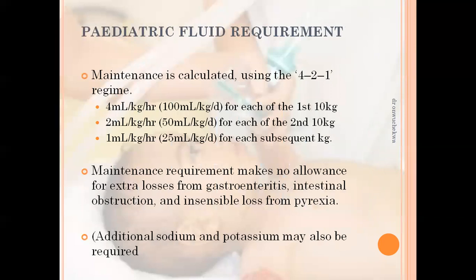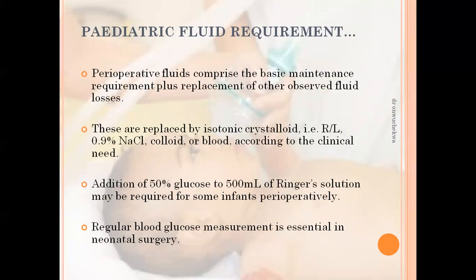For the pediatric fluid requirement, we use the 4-2-1 regimen, where 4 mils per kg per hour for the first 10 kg, 2 mils per kg per hour for the second 10 kg, and 1 mil per kg per hour for subsequent kgs. The maintenance requirement makes no allowance for extra losses from gastroenteritis, intestinal obstruction, and other inaccessible water loss from pyrexia. Additional sodium and potassium may also be added to the requirements as needed.